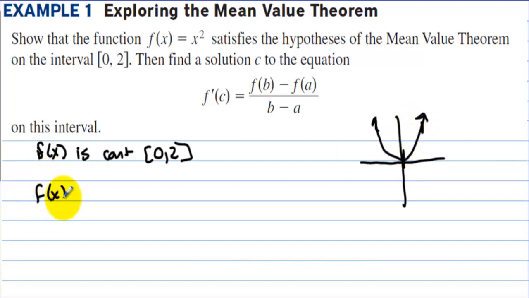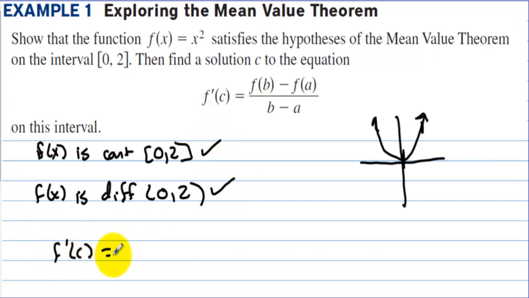Can we say that f of x is differentiable on the closed interval 0 to 2? Well, certainly. There's no asymptotes, there's no jump discontinuity, there's no infinite discontinuity from 0 to 2. So we can say both of these are true. Now we have to find f prime of c is equal to f of 2 minus f of 0 over 2 minus 0. We have to find out where is the instantaneous velocity equal to the average velocity.